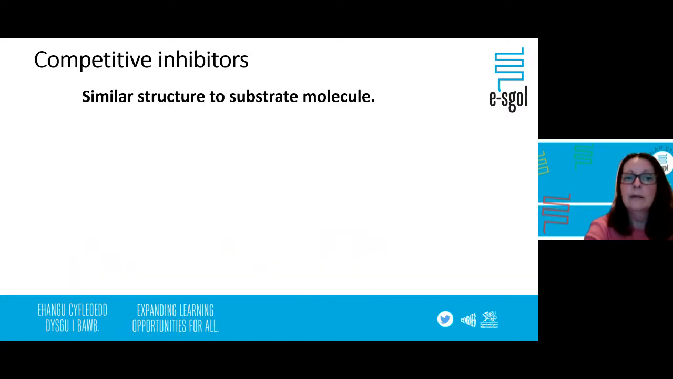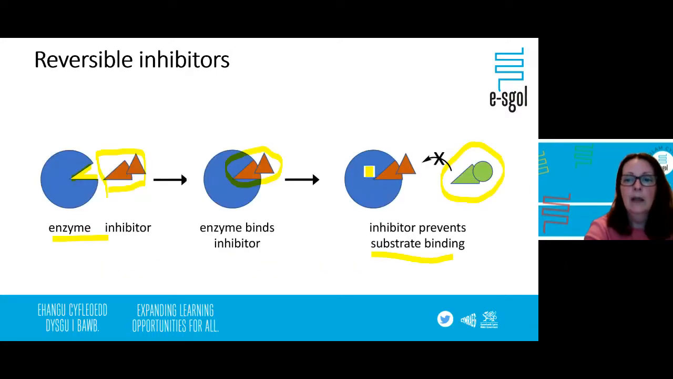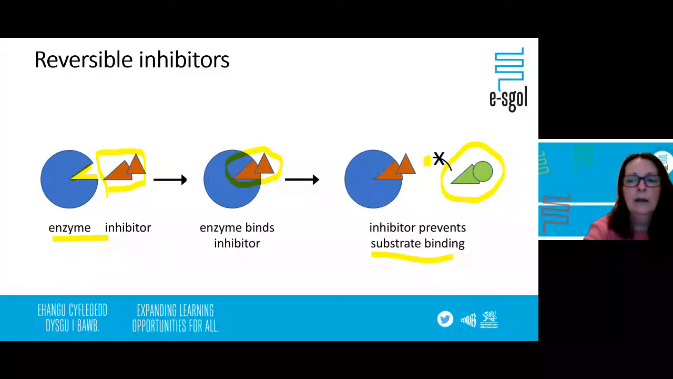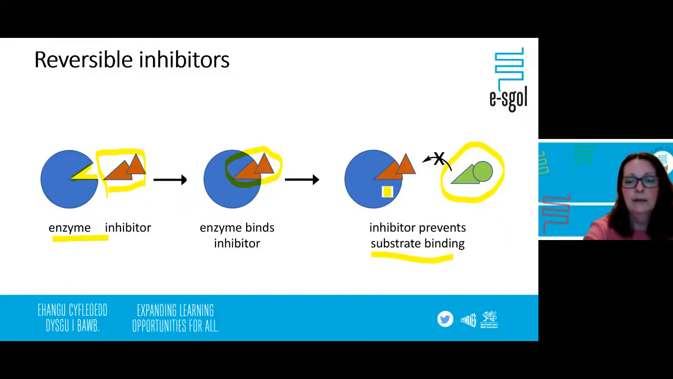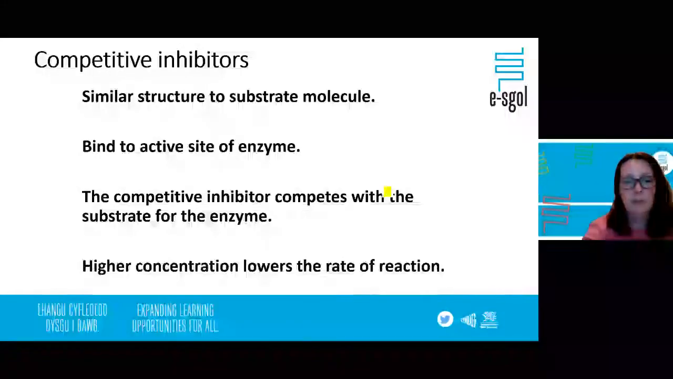Okay, so I'll go back to the diagram and we can see here that this is our inhibitor. It's gone into the space there, into the active site, and it has competed. You can see there that the substrate has the same shape, but the inhibitor has gone in there and prevented that reaction from taking place.